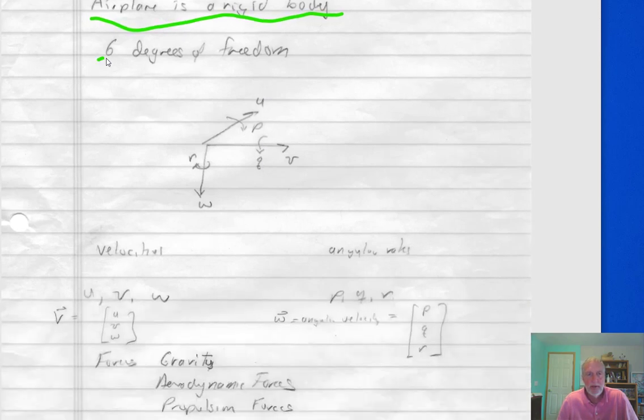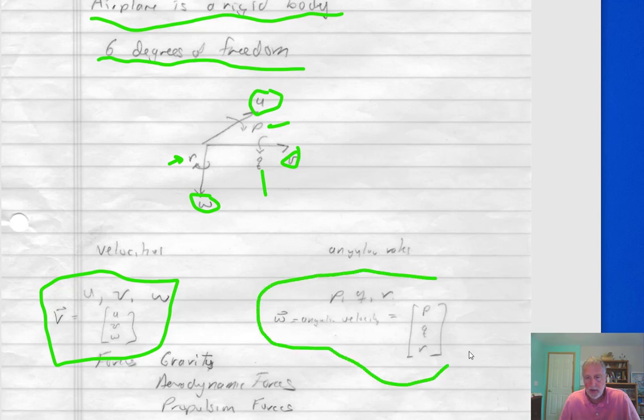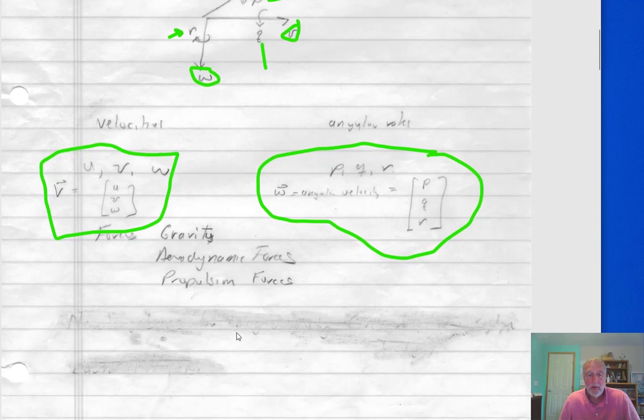Alright, so an airplane has 6 degrees of freedom. It has a forward velocity, side velocity, and vertical velocity. And we've talked about these before. This is the velocity vector of the airplane. And then it has angular rates: roll, which is P, pitch, which is Q, and yaw, which is R. So this is a rigid body in three-dimensional space. And these are called the angular rates, or the angular velocity, omega: P, Q, and R. So those are the state variables of the aircraft, the motion variables.